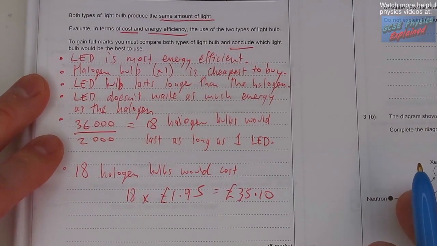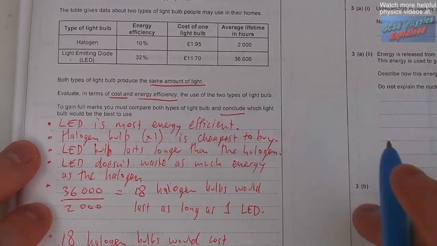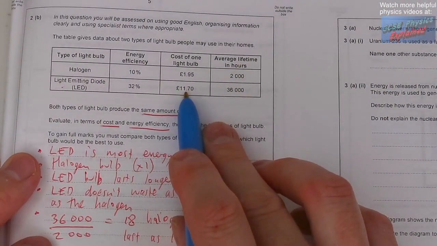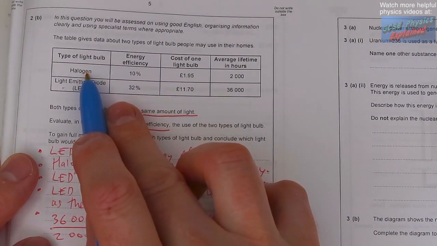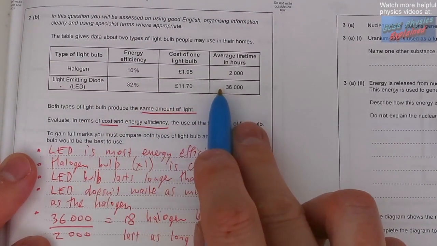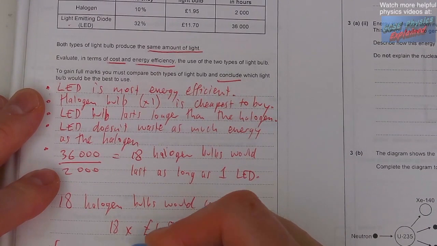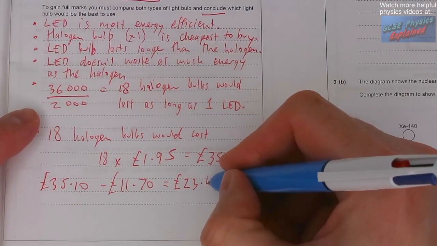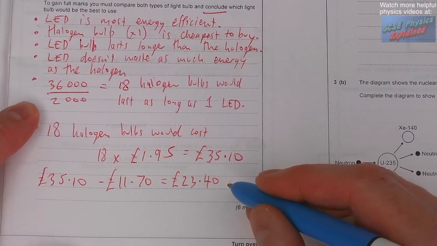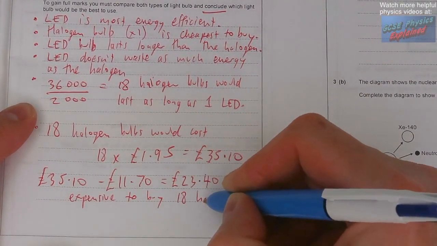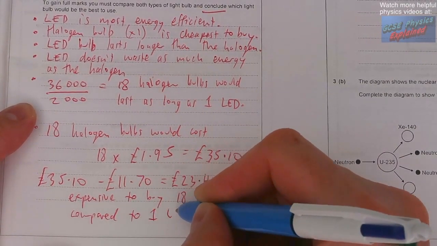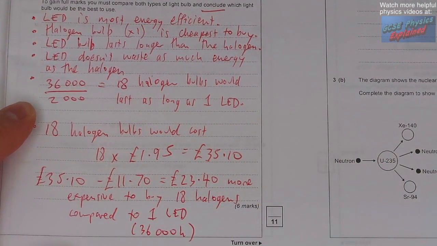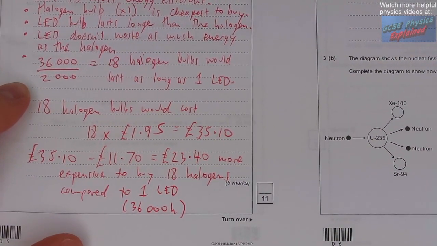Now if we could work out how much cheaper it would be then. So if we do £35.10, take away £11.70, we'll work out how much extra the 18 halogens would cost compared to just the one LED. So those halogens would cost £23.40 more compared to one LED, and that means that they would both last 36,000 hours. So that's easily enough to get 6 marks.